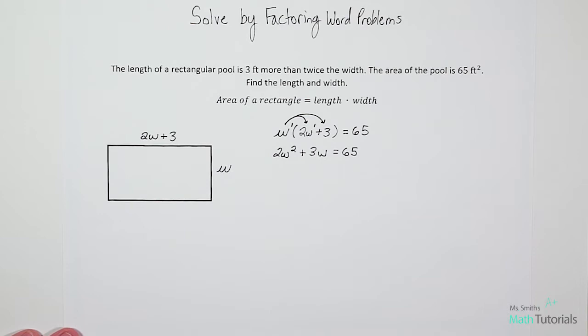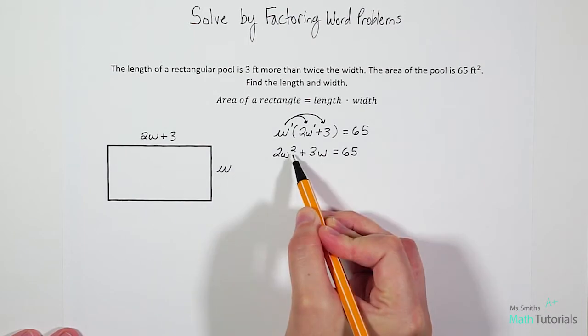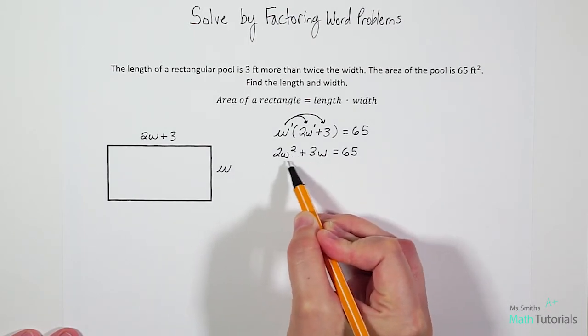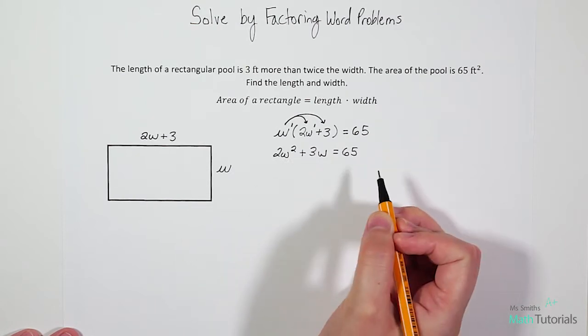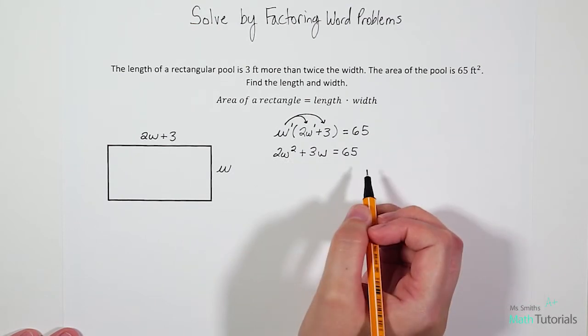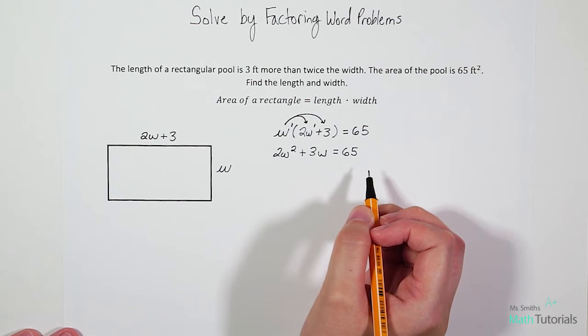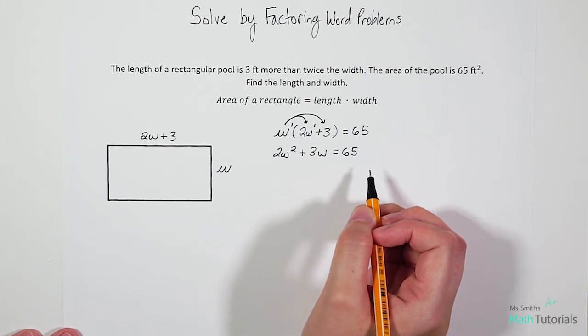Now, at this point, we want to recognize that we have a quadratic. A quadratic is when our highest exponent power is 2. And the way we typically solve quadratic equations is going to be by factoring. And again, I said in this video that we're going to be using just a traditional factor by grouping method.